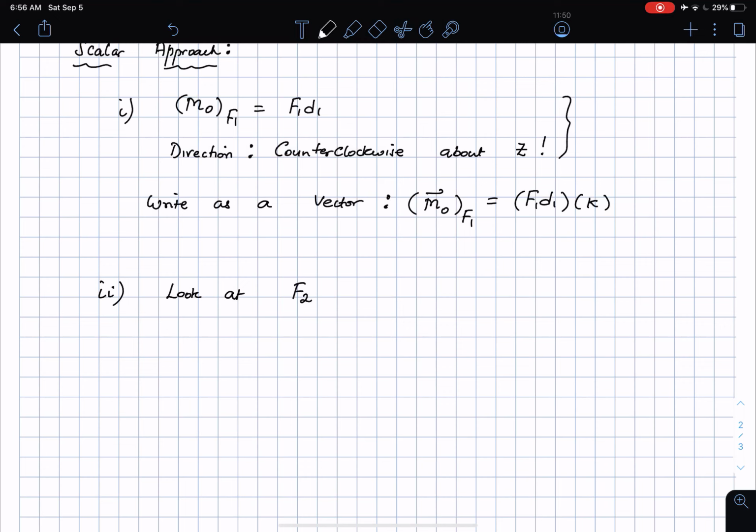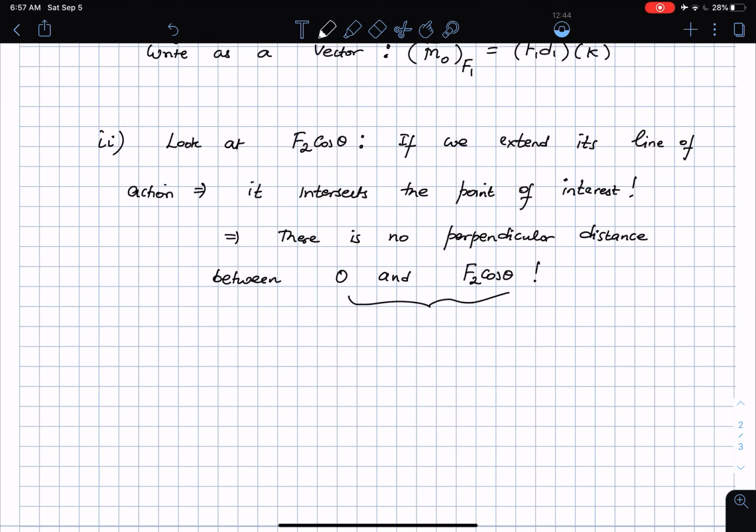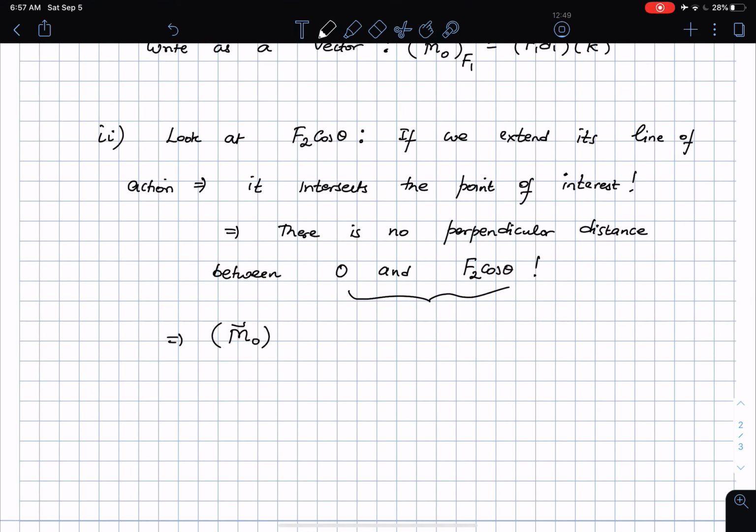Look at F2 cosine theta. If we extend its line of action, it intersects the point of interest, which implies there is no perpendicular distance between the point O and the force F2 cosine theta where it acts on the body. So this implies first of all that the moment due to the force F2 cosine theta is actually equal to 0.